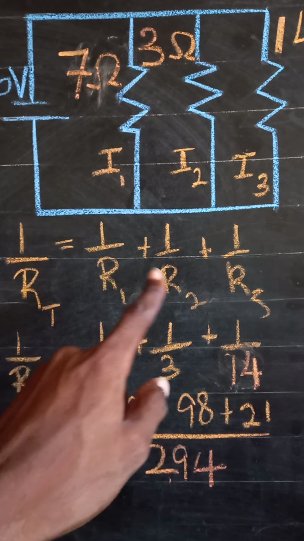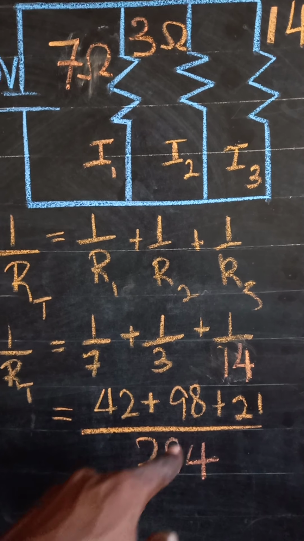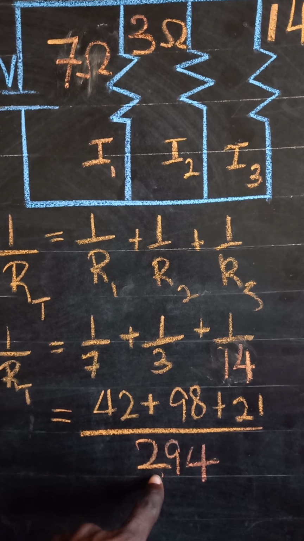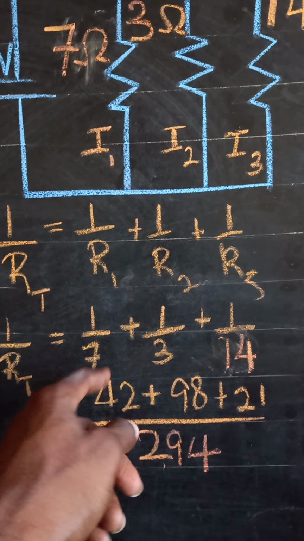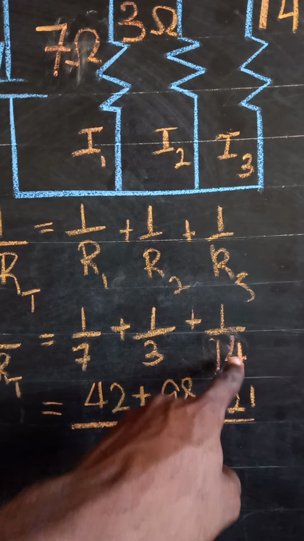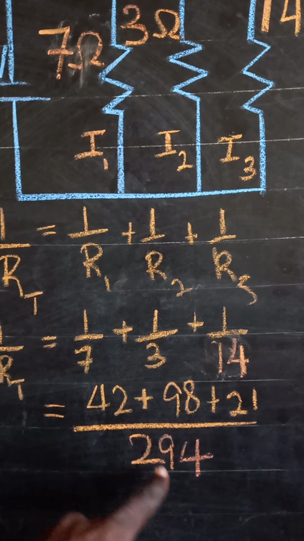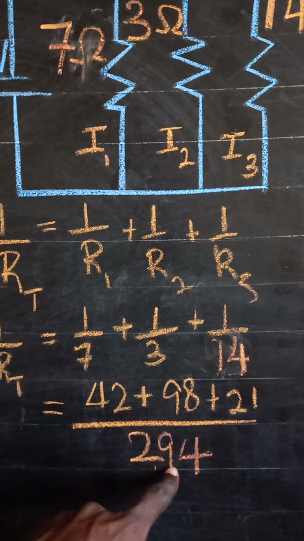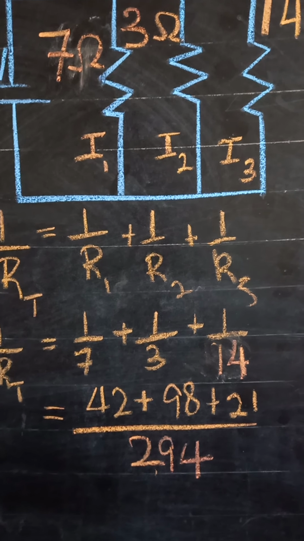So that 1 over the total resistance is equal to 1 over 7 plus 1 over 3 plus 1 over 14. Now, the common multiple found was 294. That's the easiest one. Simply multiply all of these in order to get our common multiple here. So 7 into 294, 42 times; 3 into 294, 98 times; 14 into 294, 21 times.